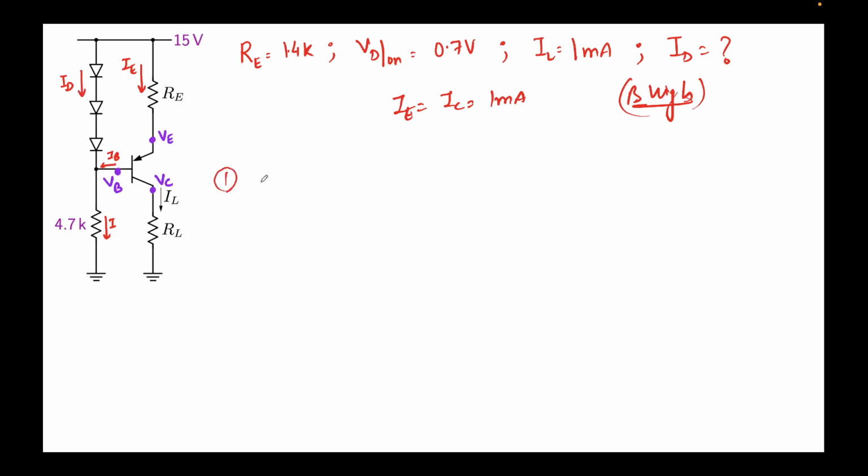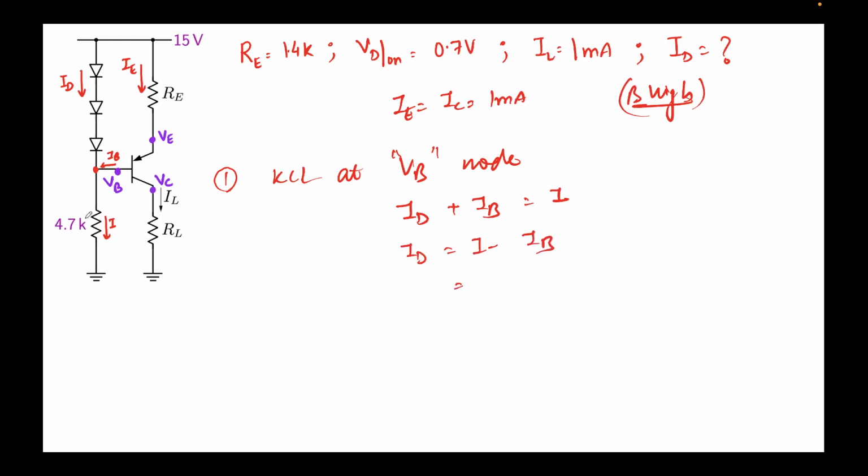First I'll apply KCL at the VB node, that means at this node. What's the incoming current? The incoming current is ID, this current, plus IB, and it should be equal to I, this outgoing current. So I'll get ID equal to I minus IB.